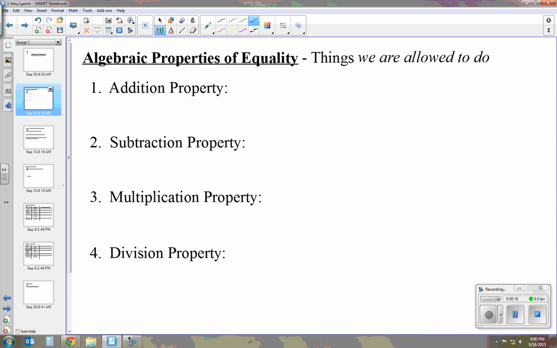The first four that you should be very familiar with are the properties of equality: addition, subtraction, multiplication, and division. These are all properties of equality. If we have an equation, let's say something like 3x minus 1 equals 5, the first step to solve for x is to add the 1 to both sides. Whatever operation we do, that is our property. Since we're adding 1 to both sides, that is our addition property of equality.